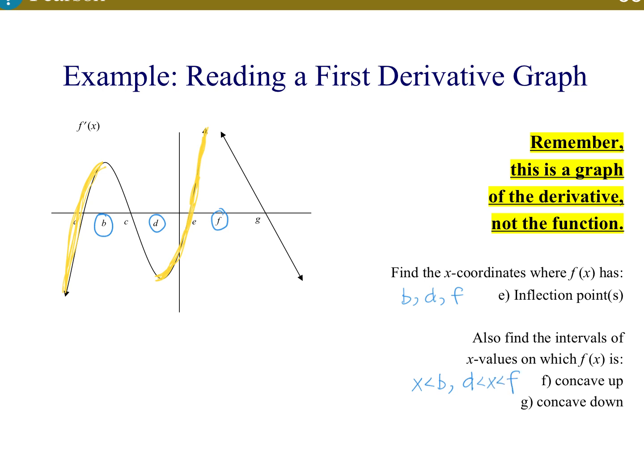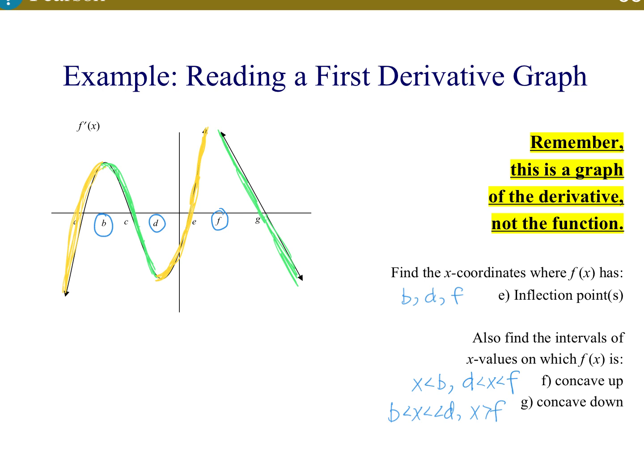Our concave down sections are anything that slopes down. So that would be B to D, and then from F through G all the way to the end. So those are our concave down sections. So from B to D, and then from anything that is greater than F all the way through G to the end, that's also going to be concave down.